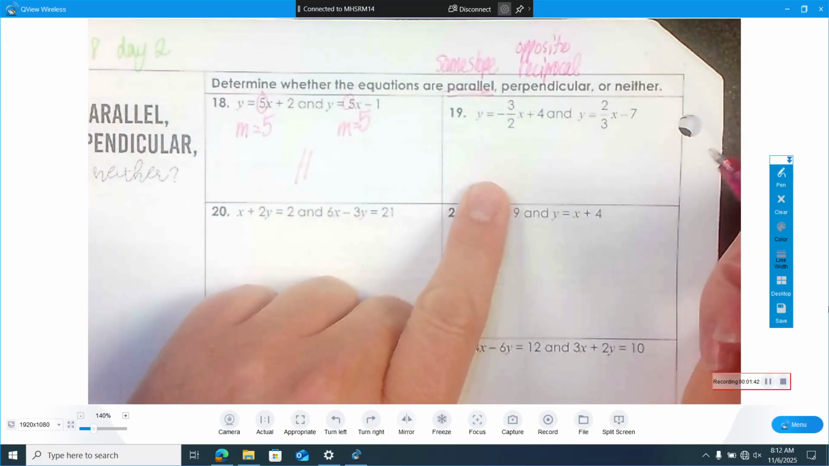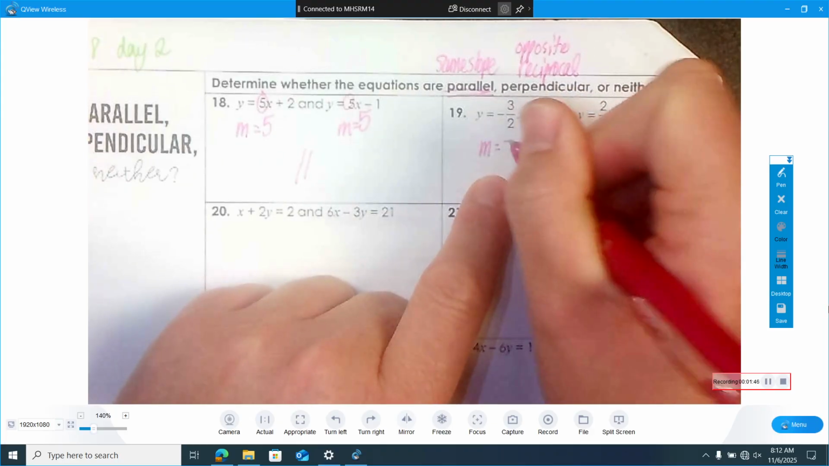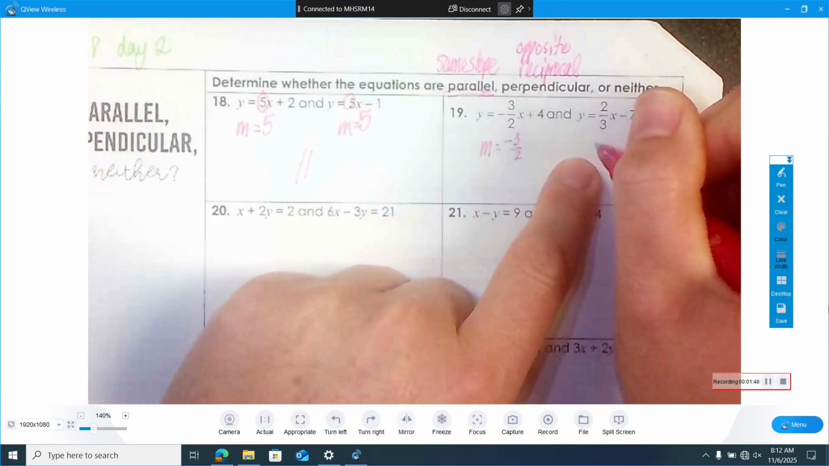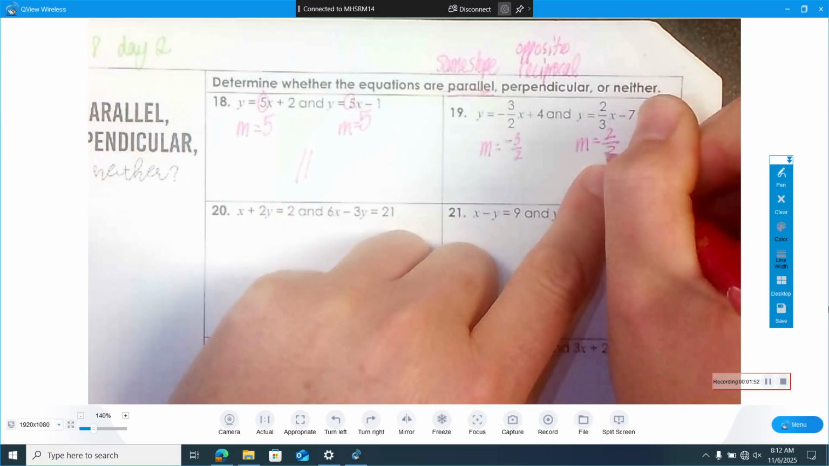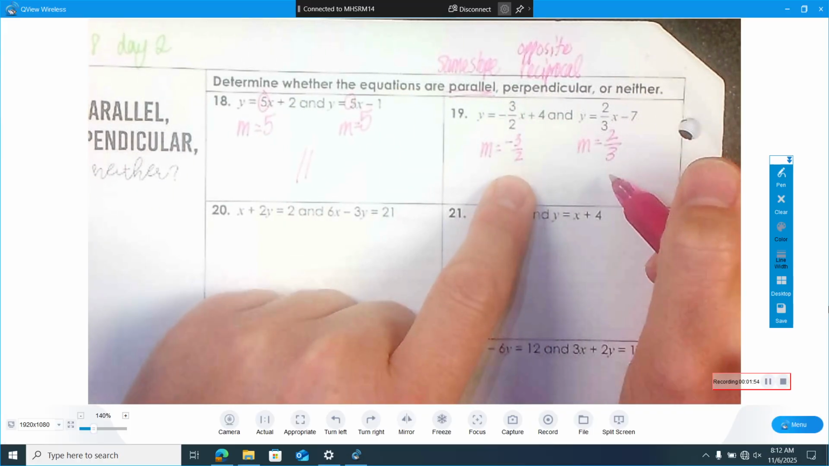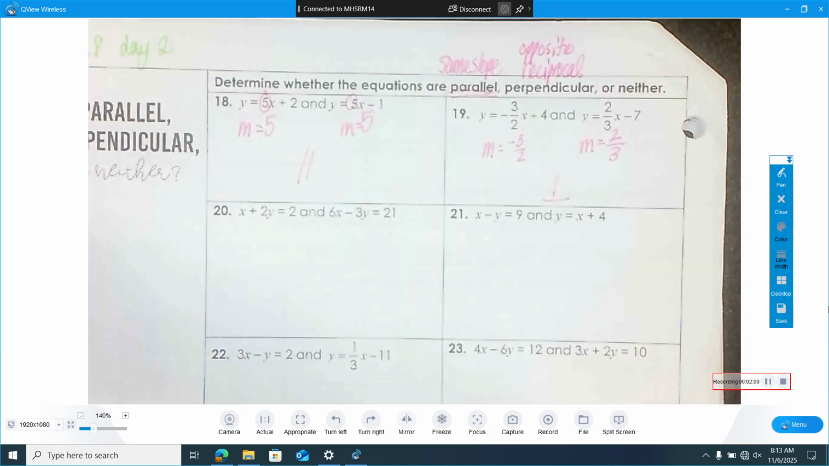Number 19. The slope of the first line is negative 3 over 2. The slope of the second line is 2/3. These numbers are opposite reciprocals, therefore they are perpendicular.